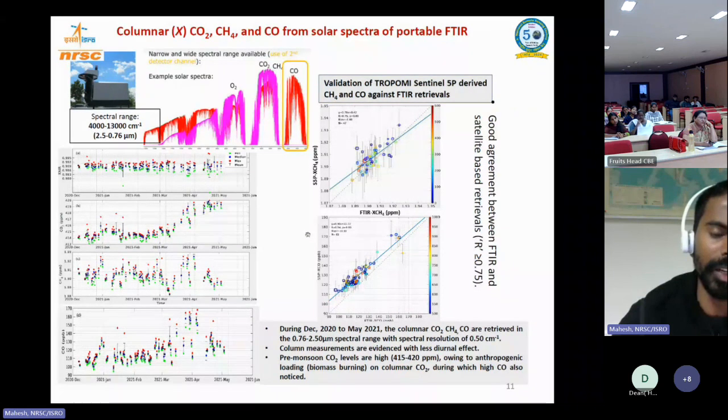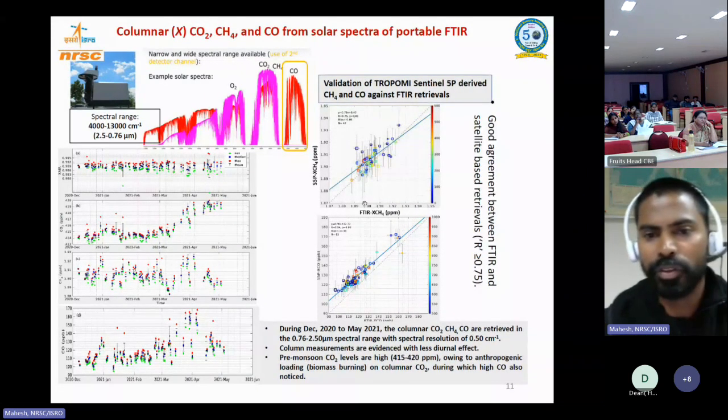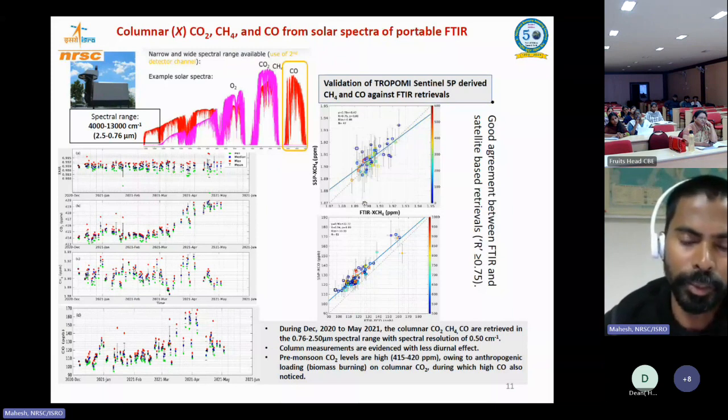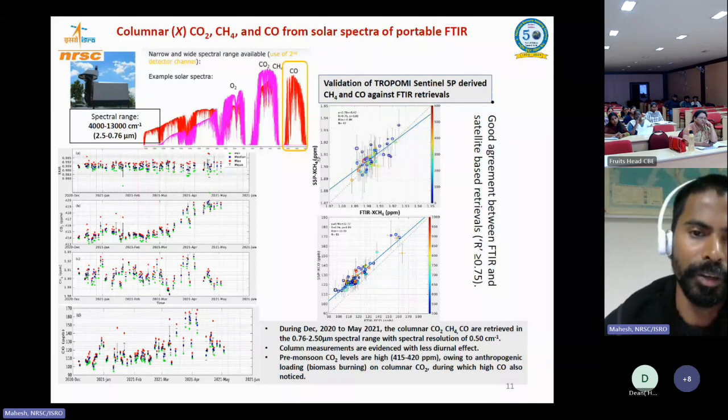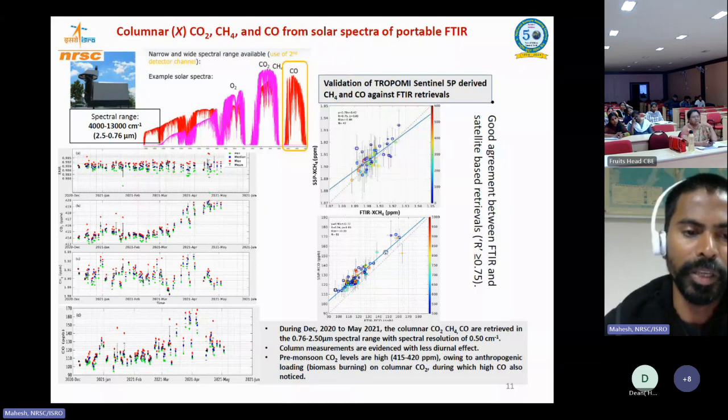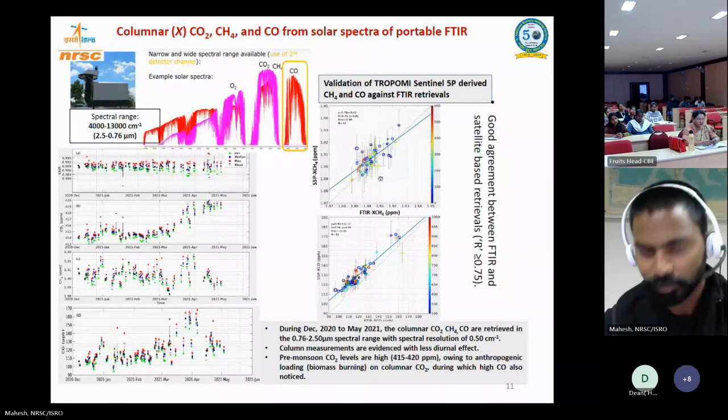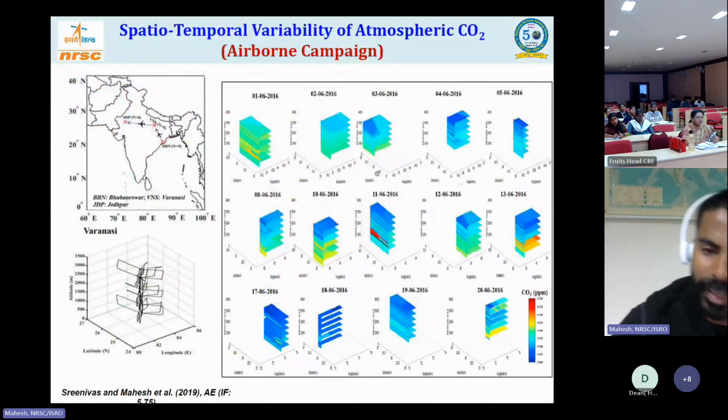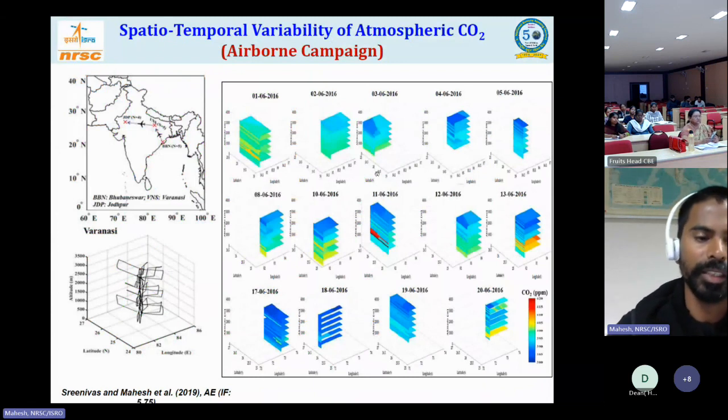That means it's a very good reference observation to validate satellite observations. So we have used the space-based observations from the Sentinel-5P TROPOMI, retrieved methane and carbon monoxide, and validated them against the ground-based FTIR measurements, and found good agreement between these measurements.